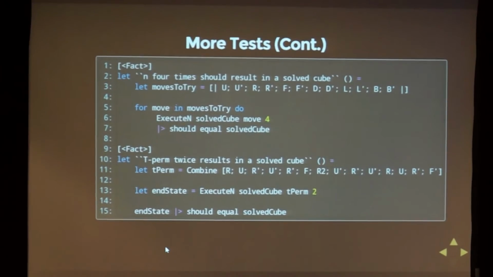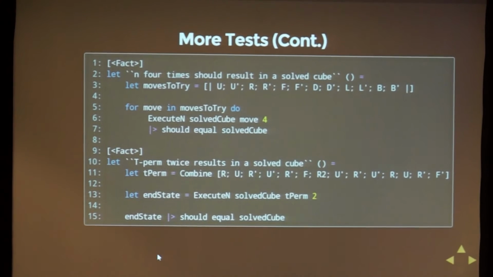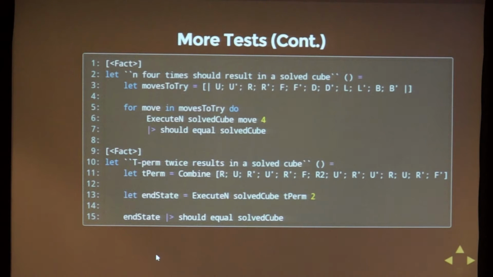One of them being that if I take any of the 18 basic turns and do it 4 times, I should end up in a state where it's not messed up. So I have a little test here, move to try, and then it iterates through those, and for each of them, it'll execute it 4 times, and then make sure it ends in a solved cube.